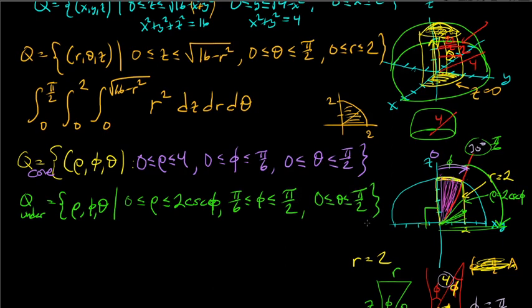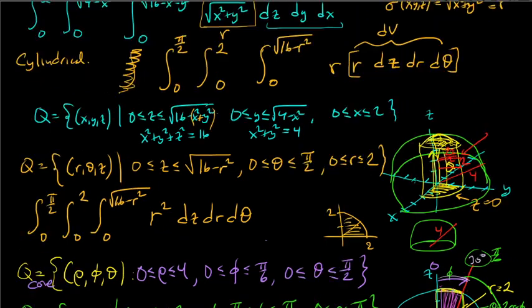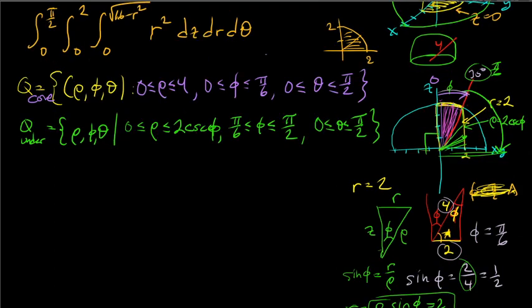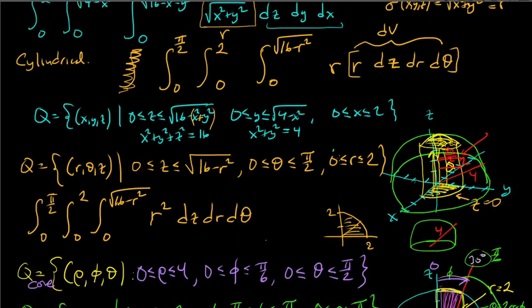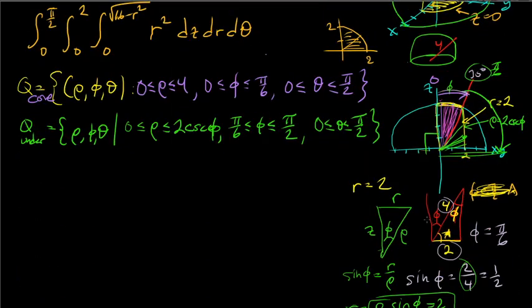Pi over 2. Got it? Right. So, in cylindrical coordinates, this was just one integral. In spherical, this is going to be 2 separate integrals. Right? So, in other words, we're not doing volume. I forgot, what are we integrating? We're integrating r here, or square root of x squared plus y squared, right?